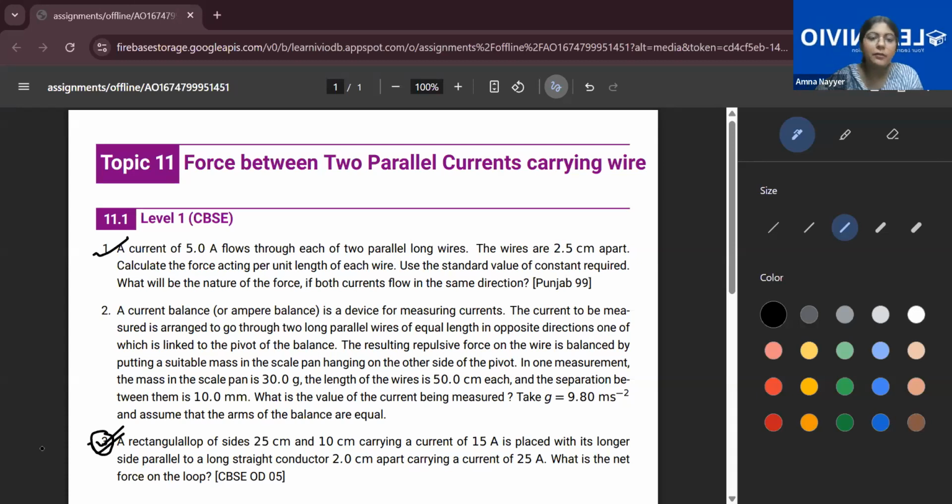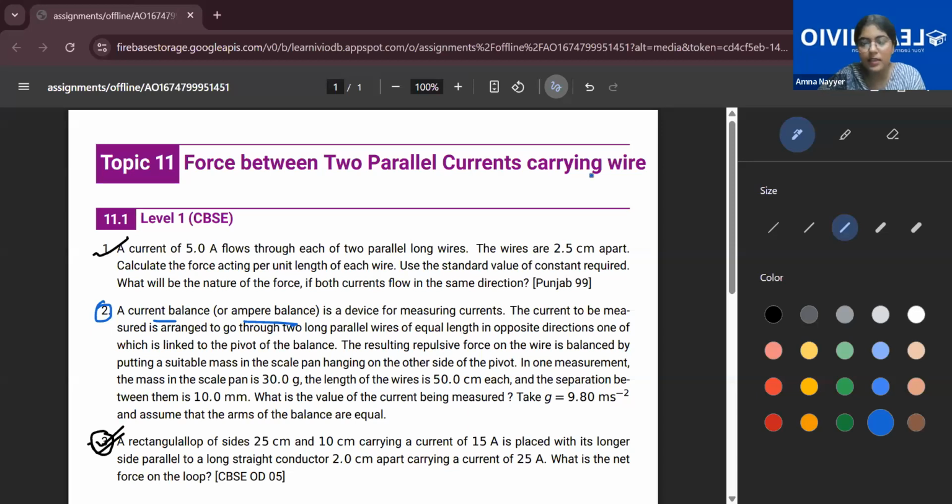Okay, now coming to question two, ma'am. You had a doubt on question two, I believe. Yes, ma'am. It's not very difficult. This says that a current balance or ampere balance is a device for measuring currents. So ampere balance, current balance means this is an ammeter.